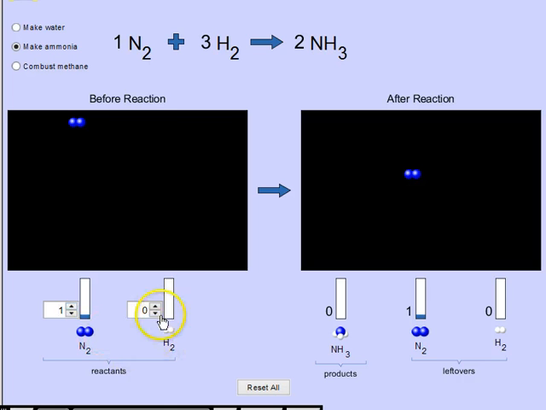So clearly I need to add hydrogen atoms. I can't add atoms without adding molecules, so I will add an entire molecule. Now this is interesting. Nothing happens. Why is that? I have hydrogen and nitrogen, but still there's no reaction. What happened here? Any ideas?